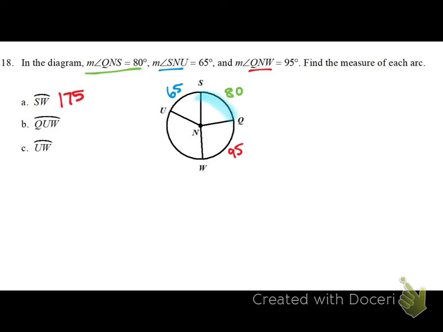QUW, so Q through U and a W. It is all of the circle except for how much? Except for QW. How many degrees is QW? So it's all except for that 95, so you can subtract that from 360. You get 265. And then last, it says UW, which again will be minor. That would be 120. You would add these 3 and subtract them from 360.